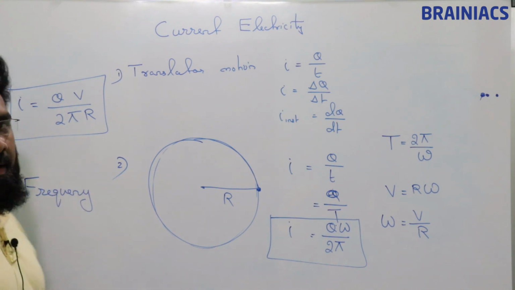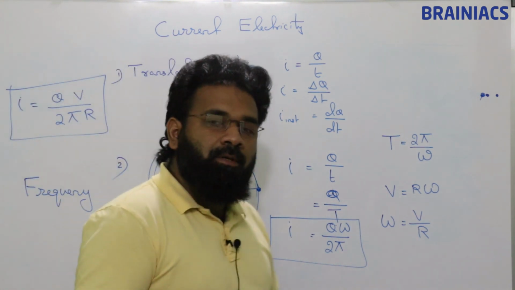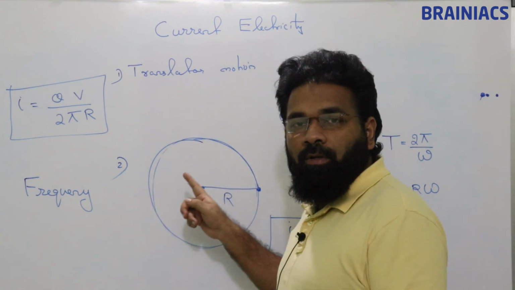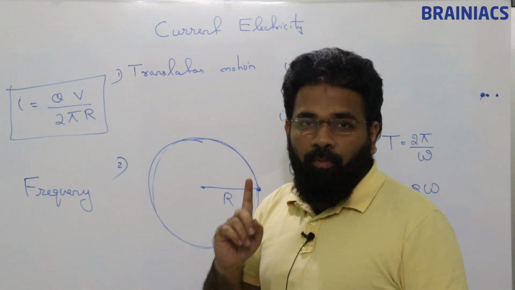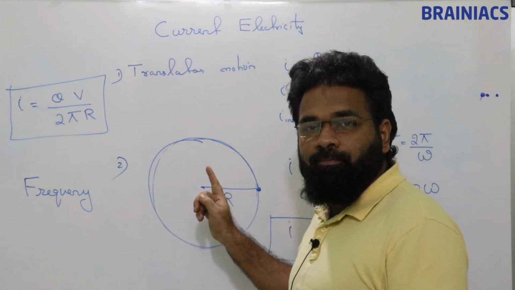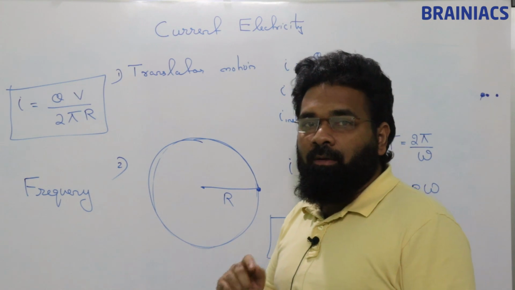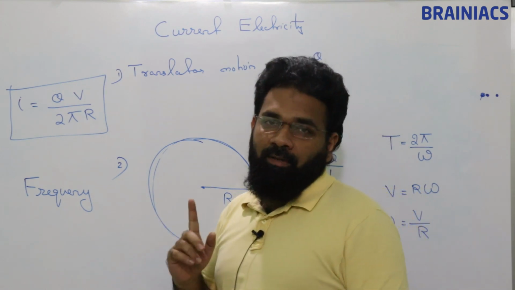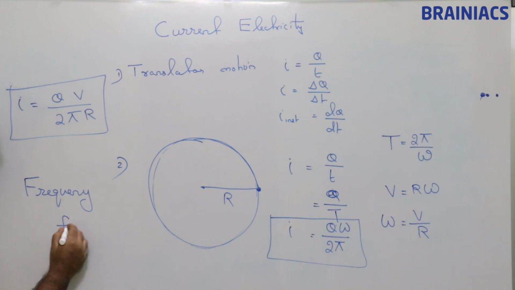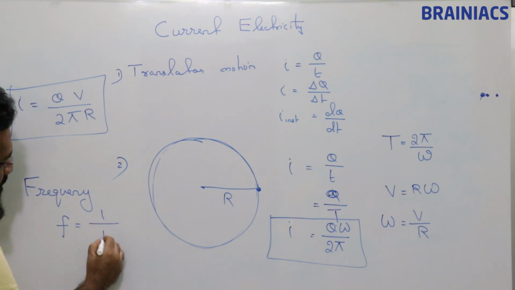What is frequency? The number of times a charge moves around in 1 second. How many times? Number of cycles in 1 second. That is what frequency is. For frequency, f is nothing but 1 by T.